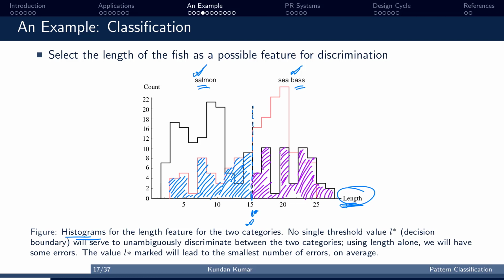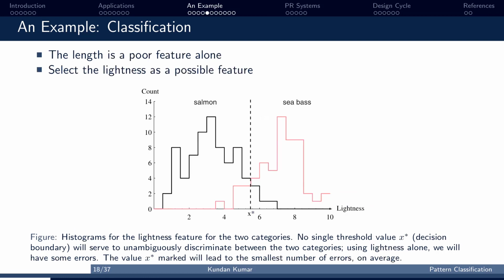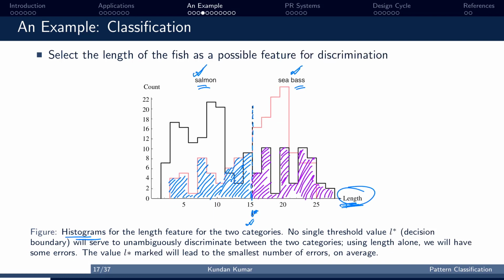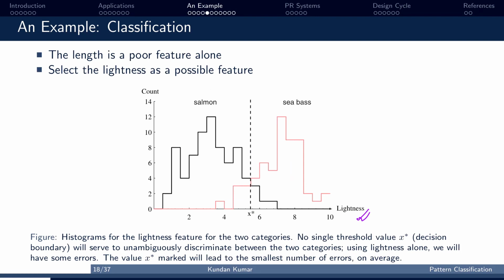That means a single feature is not sufficient to make an accurate decision. So what can we do? Definitely we can add more features so that the error can be reduced. So let us consider another feature, that is lightness. This is also only one feature, but this feature is better than the length. Lightness is a better feature because it has less error: fewer sea bass classified as salmon, and fewer salmon misclassified as sea bass. So lightness is a better feature compared to the length.